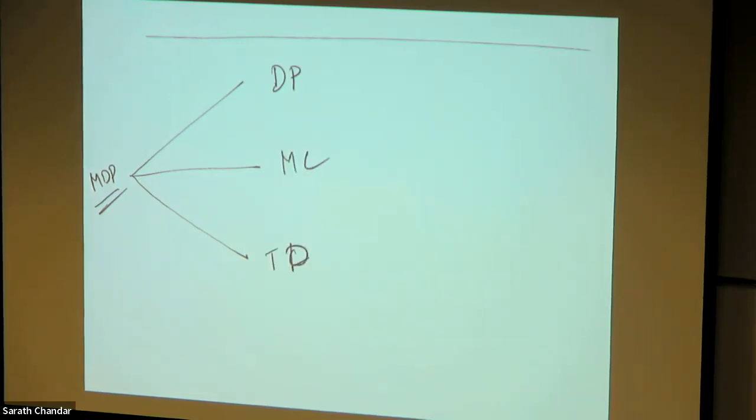Okay, so I think roughly, if I have to summarize all these things, we have seen three ways to solve an MDP. One was DP, then we have Monte Carlo, and then we have TD, and we could also combine these things together, which is n-step TD.